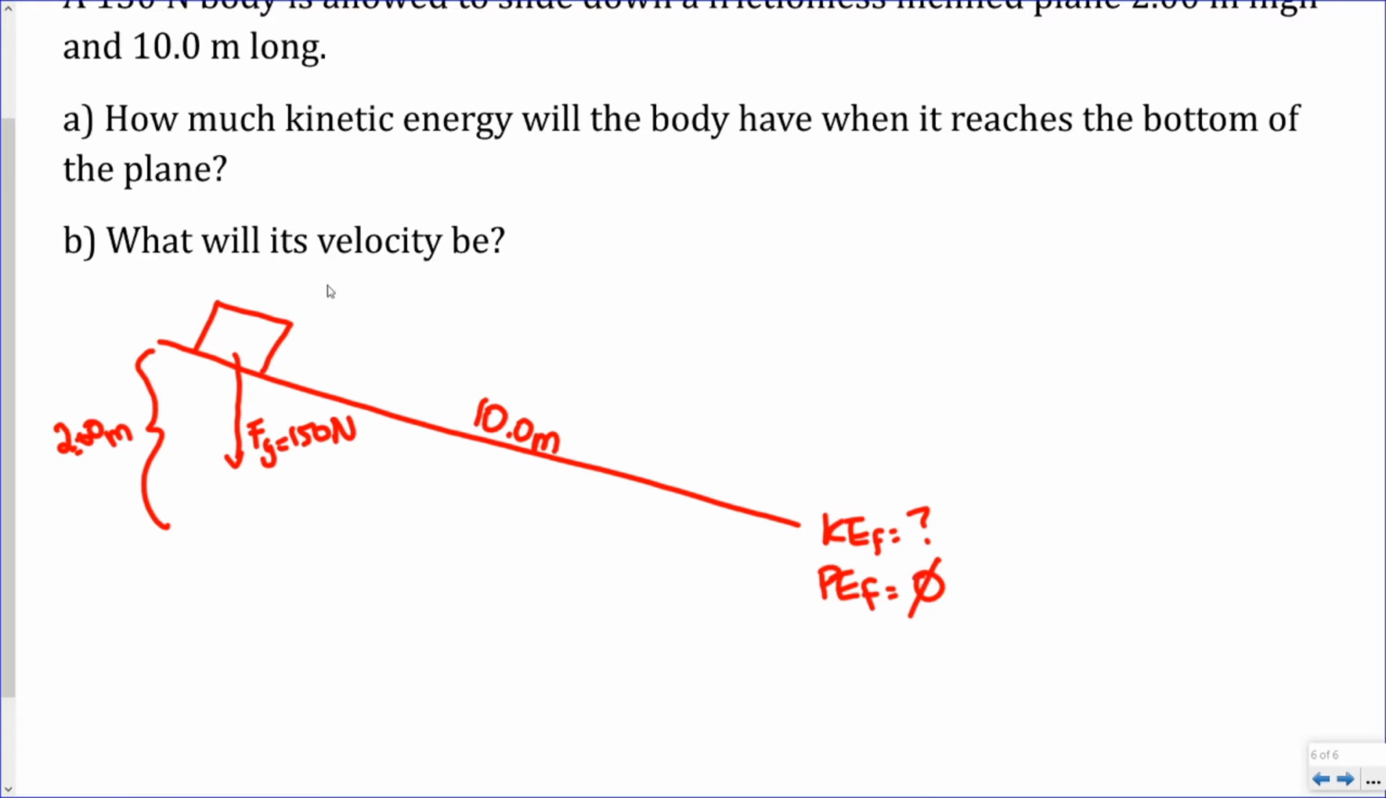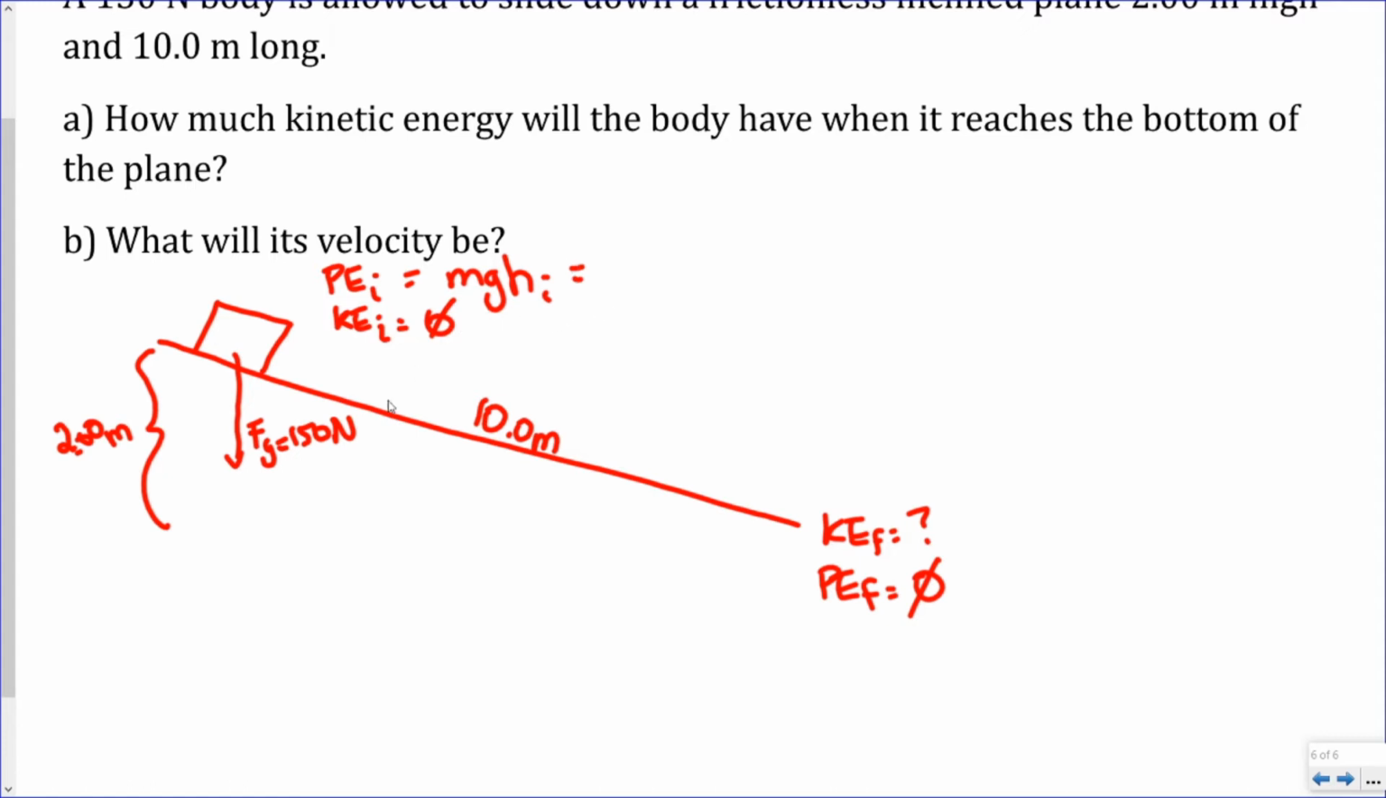Well, let's do the same thing up here. What is its potential energy initially, and what's its kinetic energy initially? Well, one of those we already know. The kinetic energy, when it starts, is 0 because its velocity is 0. What about its potential energy? We can calculate that, mgh, and we'll call that the height initial.